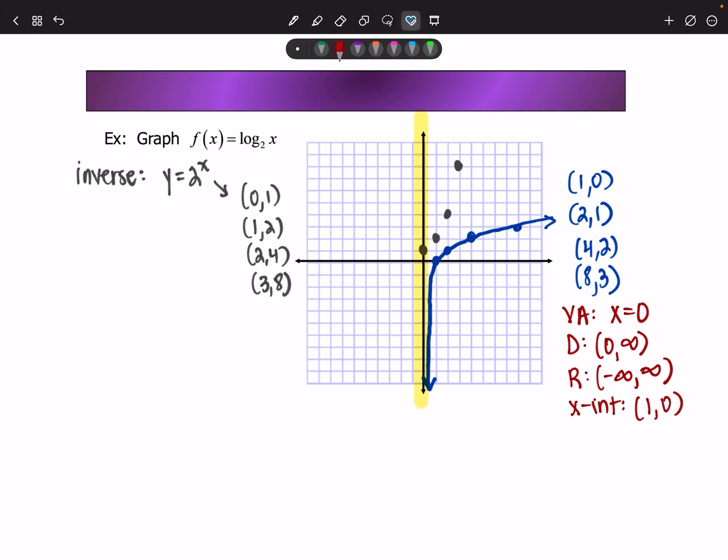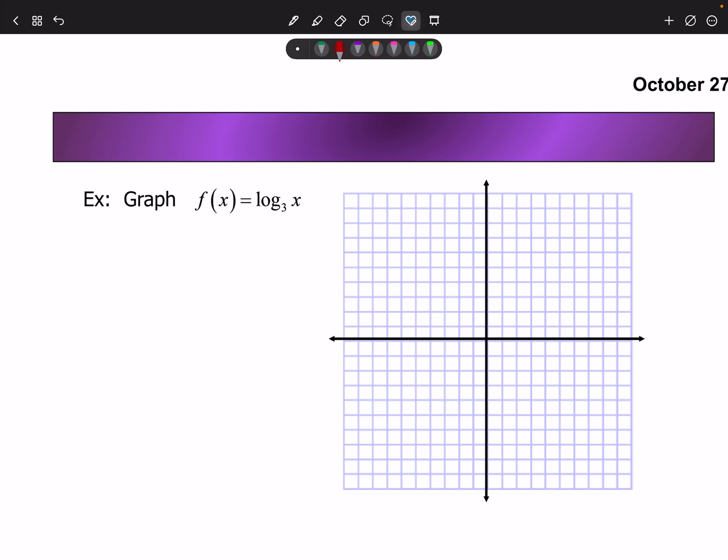Okay, let's try another. Here we have f of x equals log base 3 of x. So I'm going to start with the inverse of y equals 3 to the x. This will be the inverse. Y equals 3 to the x has ordered pairs of... sorry, I think it's (0, 1). I'm doing the log function right now. (0, 1), and then it would have (1, 3) and (2, 9). So those are the inverse.